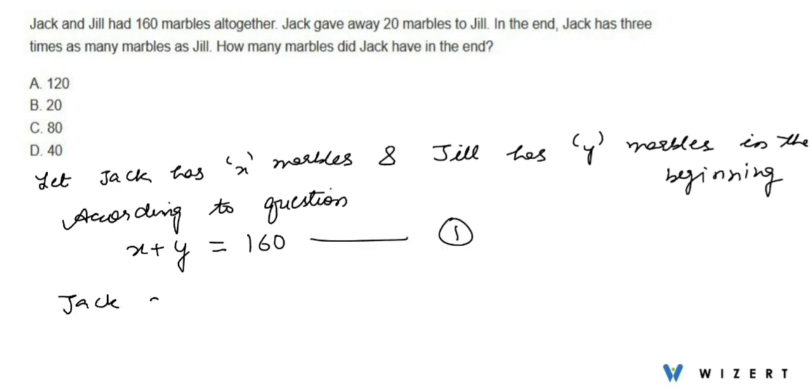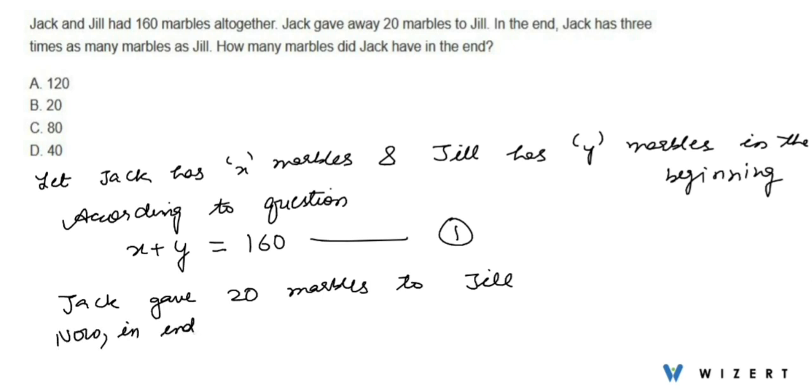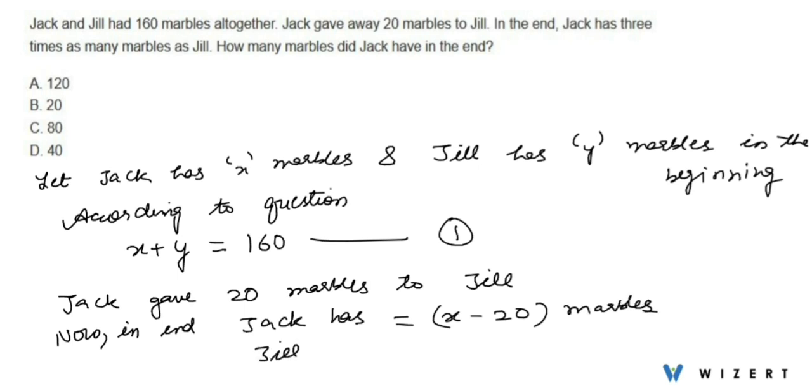Now what happens? Jack gave 20 marbles to Zill. So now in the end, Jack has 20 fewer marbles than in the beginning because he gave 20 to Zill. So x minus 20 marbles. Similarly, Zill will have y plus 20 marbles because 20 marbles were given by Jack to Zill. So y plus 20 marbles Zill has in the end.